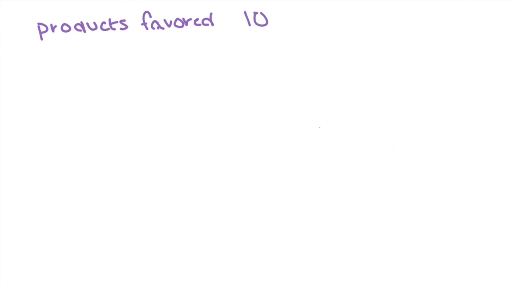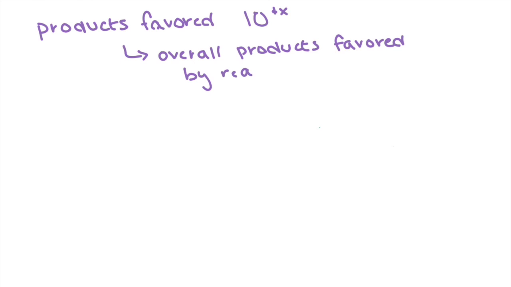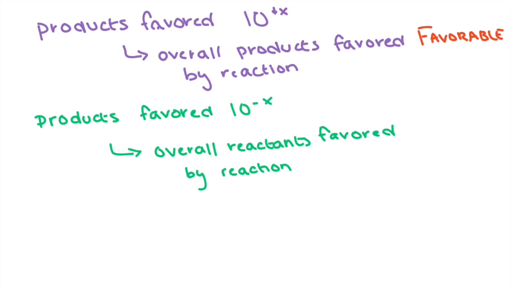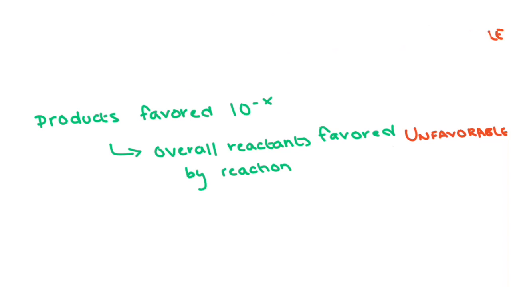If the products are favored by 10 to a positive value, equilibrium will lie towards the products. These kinds of reactions are the most favorable acid-base reactions of alcohols, in which we take a strong acid and base and react them to produce a weaker acid and base than the ones we started with. If the products are favored by 10 to a negative value, equilibrium will lie towards the reactants. This is a very unfavorable acid-base reaction of alcohols, in which we take a weak acid and base and react them to produce a stronger acid and base than the ones we started with.